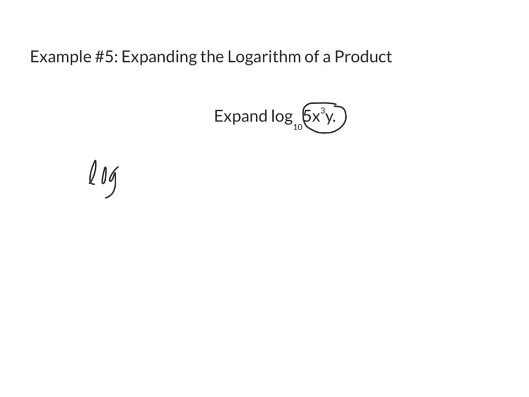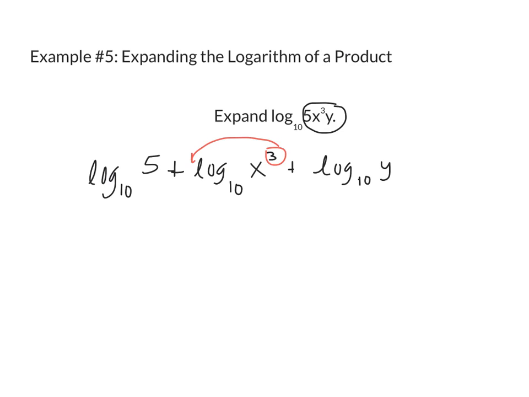So this is log base 10 of 5 plus log base 10 of x cubed plus log base 10 of y. All of them are pretty much simplified except for this power here. Remember, if you have a power, you need to move it to the front. And so as a final answer, we'll have log base 10 of 5 plus 3 log base 10 of x plus log base 10 of y.